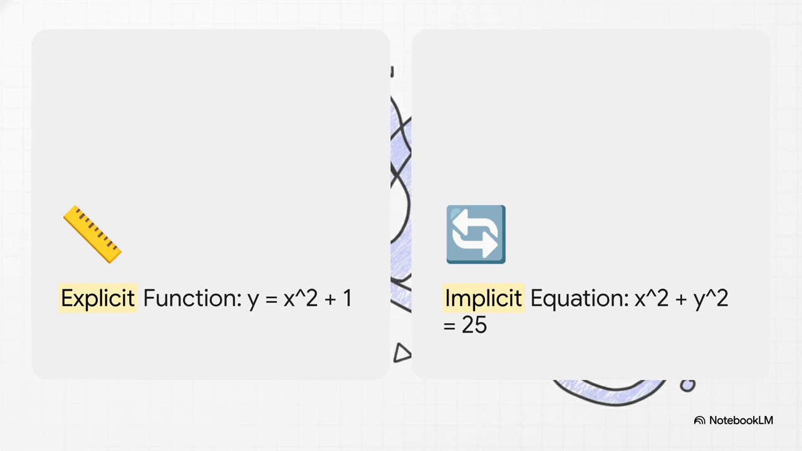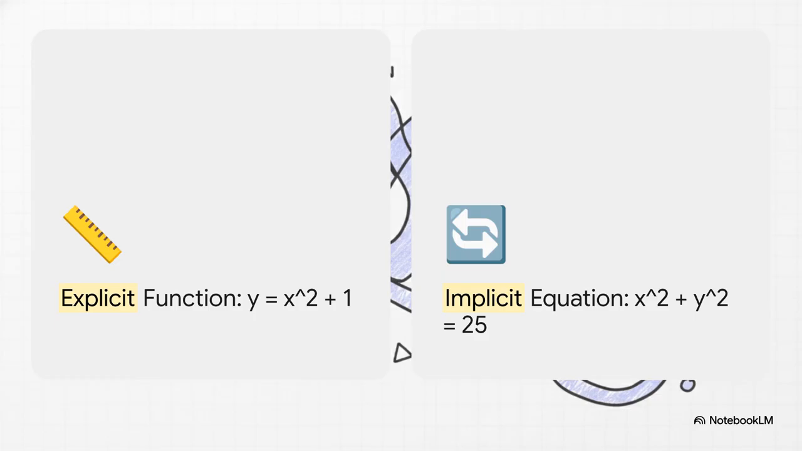On one hand, we have an explicit function, like y equals x squared plus 1. It's neat, it's tidy. The dependent variable y is completely isolated on one side of the equal sign. It's entirely defined in terms of x. If you want the derivative, you just use the power rule and you're done. Easy. But on the other hand, we have an implicit equation, something like x squared plus y squared equals 25.